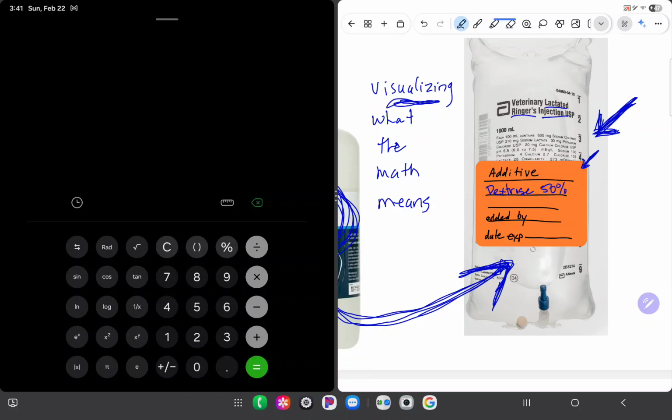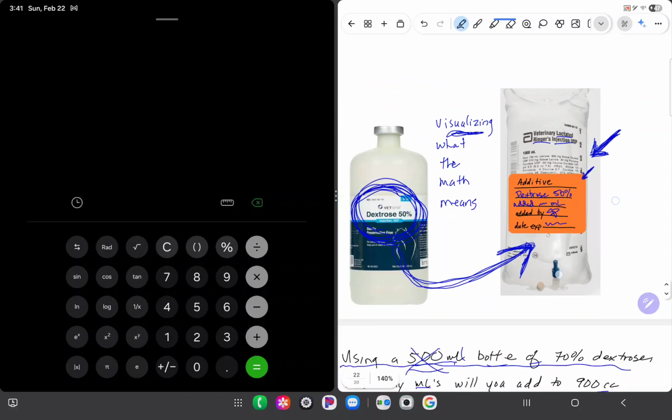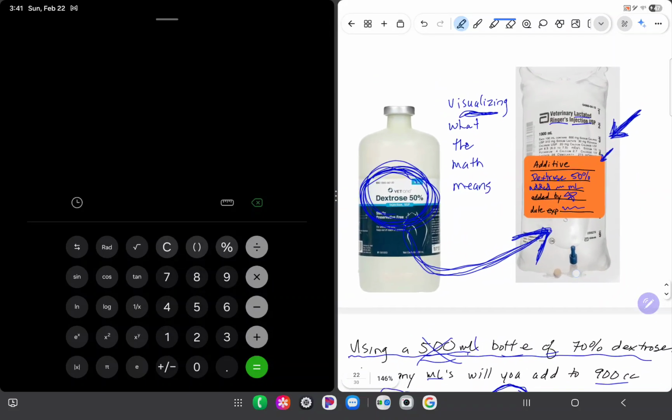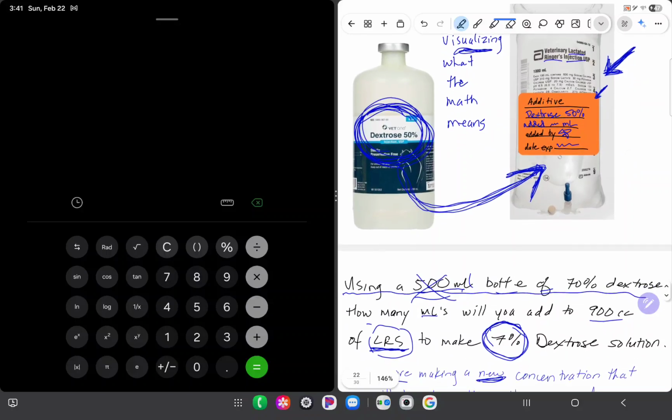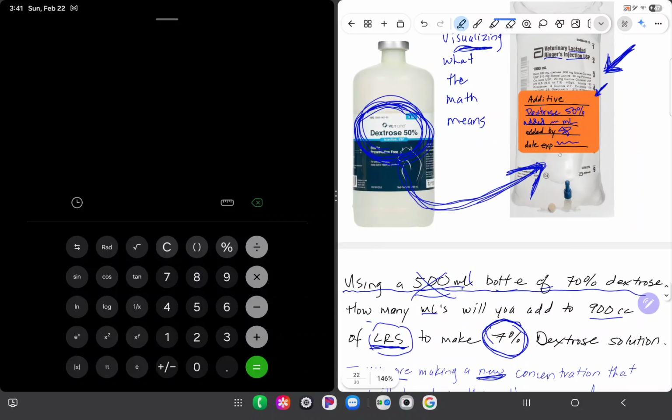50%. And we added however many mils. And it was added by me, and it expires on this date. And that, again, is a visual of what we do in the hospital to explain why this question is important, because we're going to do this all the time.